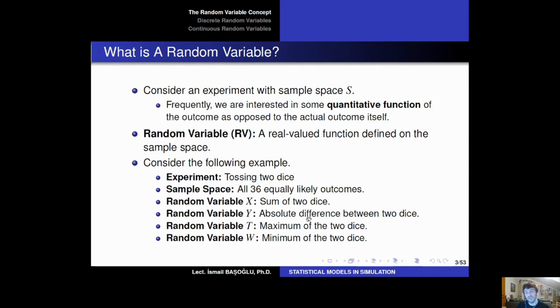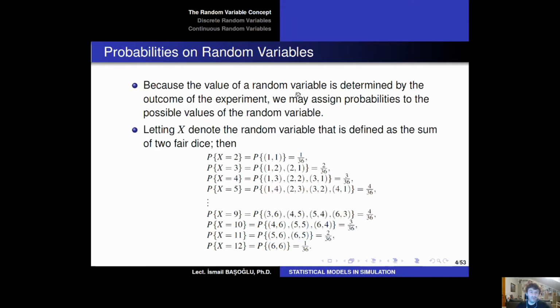Another random variable can be the absolute difference between two dice. For example, when you get a (6,2), the absolute difference between the two dice is going to be 4. Even if you get a (2,6), still the absolute difference between two dice will be 4. Another random variable can be the maximum of the observed values. If you get a (3,5), then the maximum will be 5. And another random variable, W, can be the minimum of two dice. You can define many different functions over the outcomes on the sample space to define different random variables. We know that the value of random variable is determined by the outcome of the experiment.